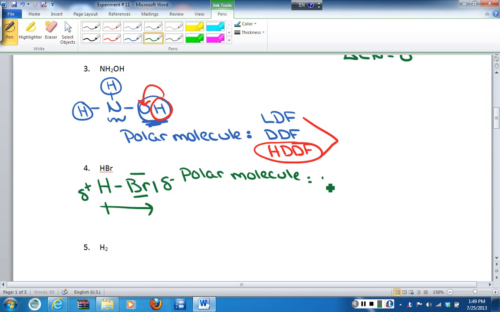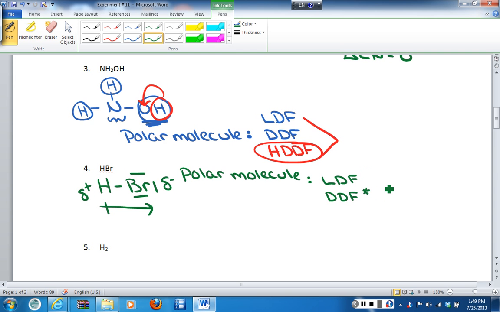Therefore we know there's going to be London dispersion forces present and dipole-dipole forces present. We have to ask ourselves, is there a hydrogen bound to an oxygen, nitrogen, or fluorine? And within this particular structure, there is not. So we do not have hydrogen dipole-dipole forces present. So what that means in terms of strength is that the dipole-dipole force is the strongest.